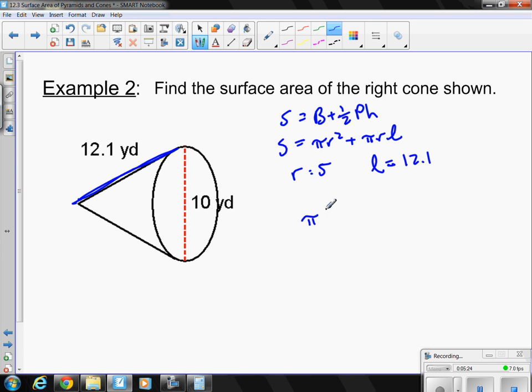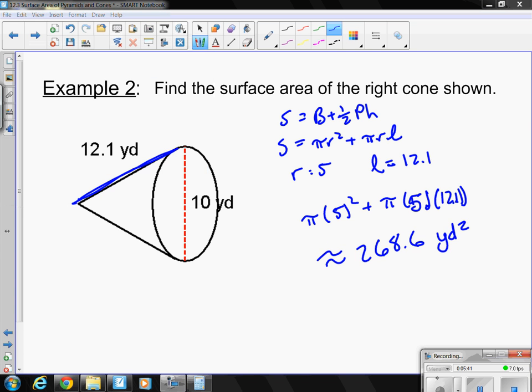Pi times 5 squared plus pi times 5 times 12.1, which is approximately 268.6 yards squared.